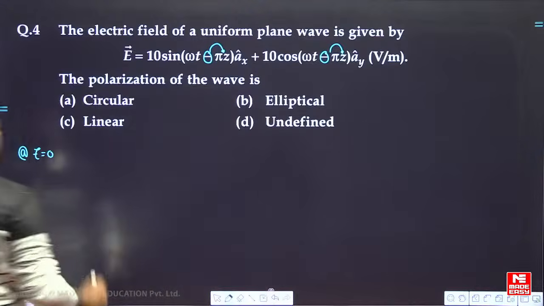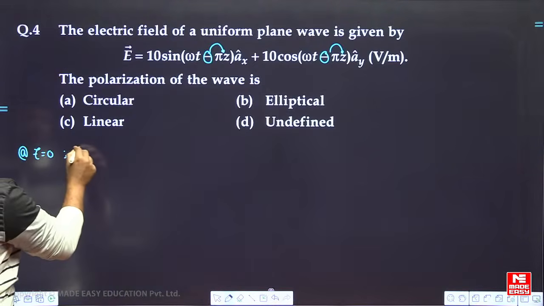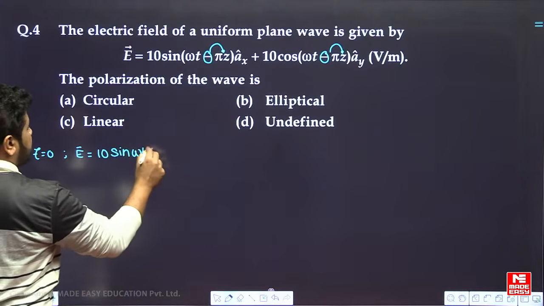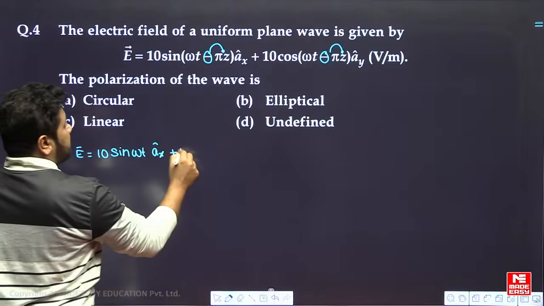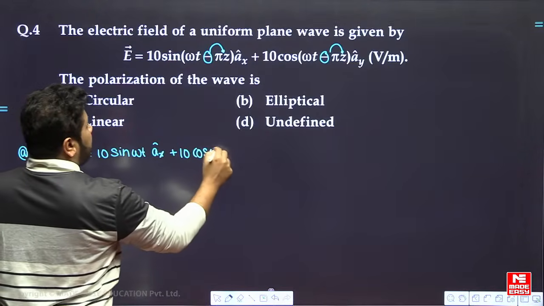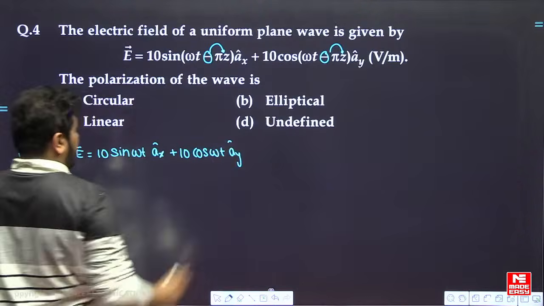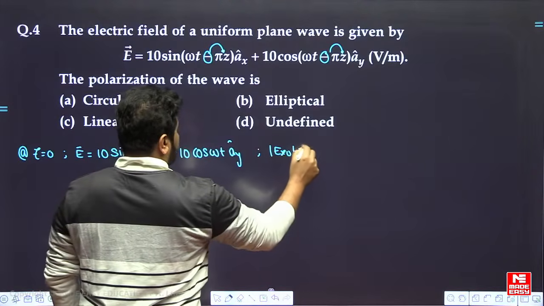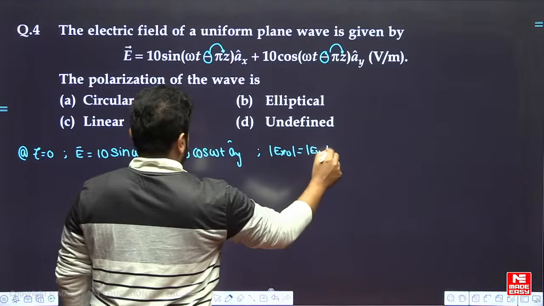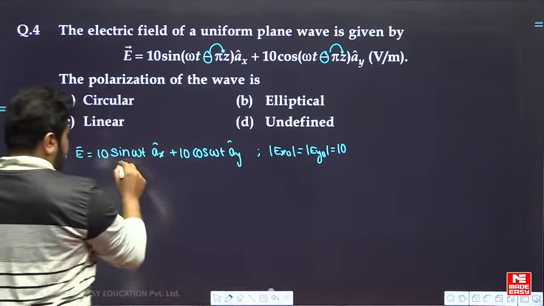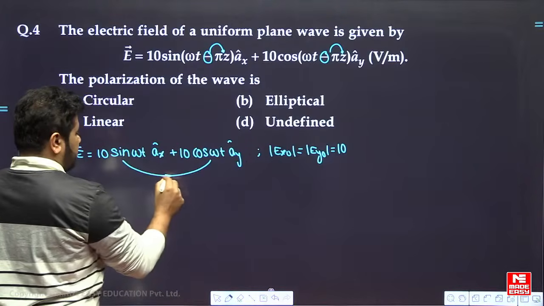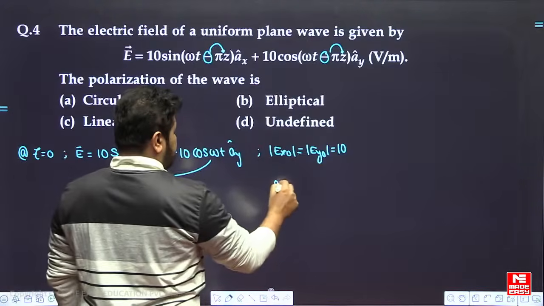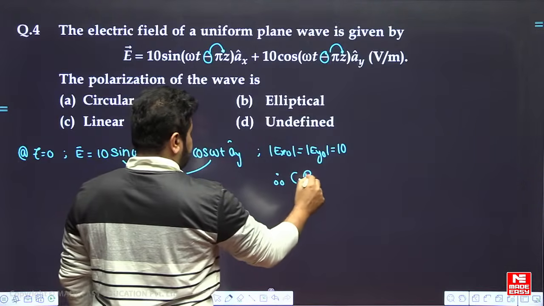So if I put z equal to 0, the electric field I get is 10 sin ωt ax plus 10 cos ωt ay. Now you can see that in this case, the magnitudes of Ex0 and Ey0 are both the same, both are 10, and there is a phase difference of 90 degrees. It means that it is a circularly polarized wave.